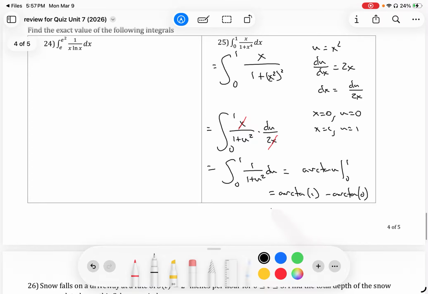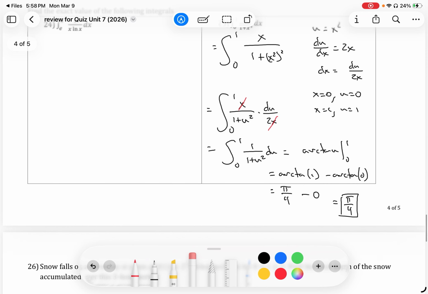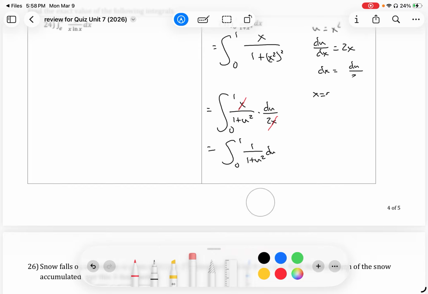Okay, so this is asking what angle gives you a tangent of 1? That's pi fourths. And what angle gives you a tangent equal to 0? That's 0. So I end up with pi fourths as my answer. Okay, very good. Just a couple more problems here, working hard.